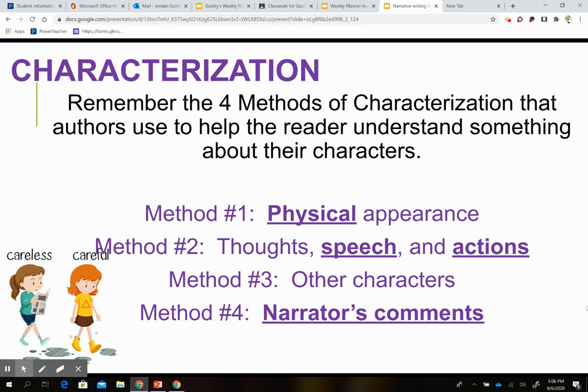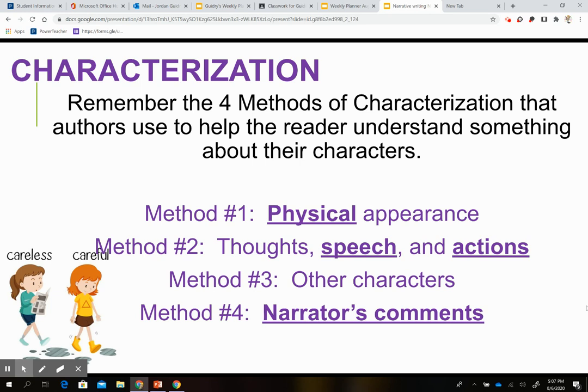Then method 4 is going to be narrator's comments. How does the person narrating the story describe those characters? So this would be if they're describing the character to you and they use words like clean, tidy, or everything's in a row. We know that that character might be a little OCD.